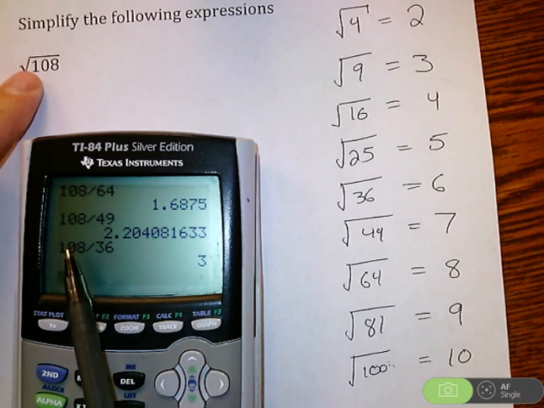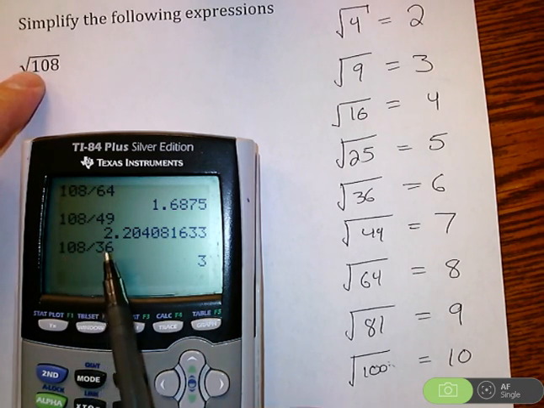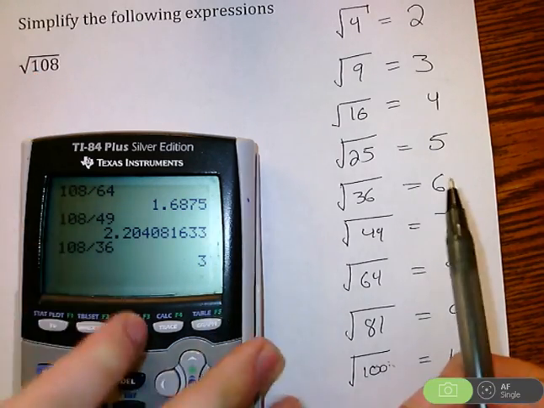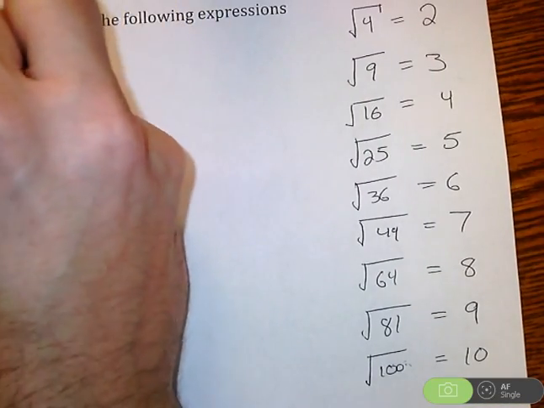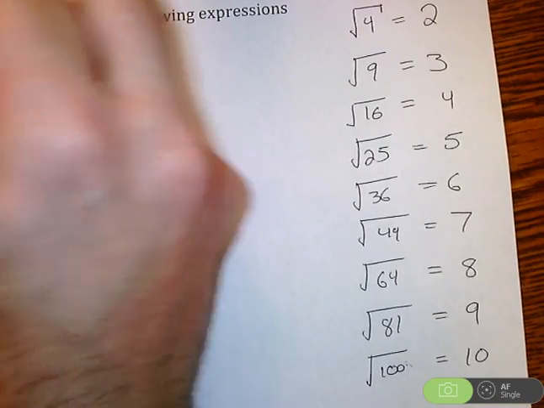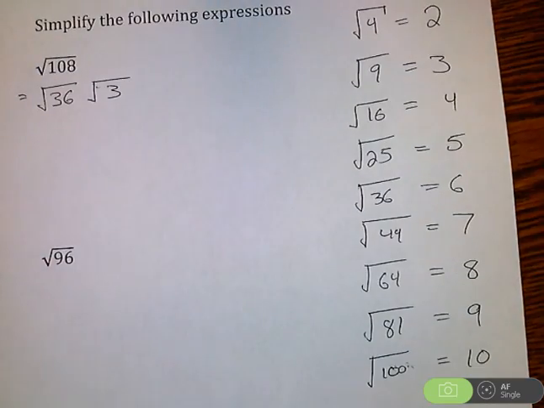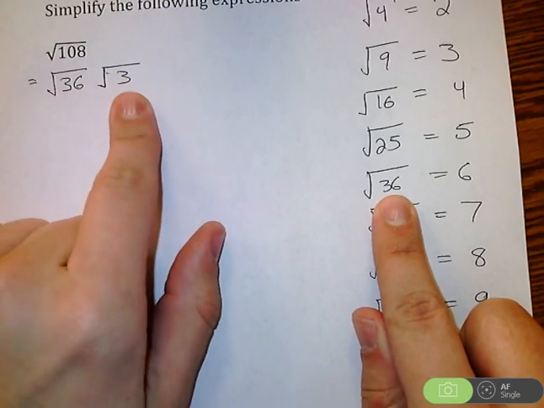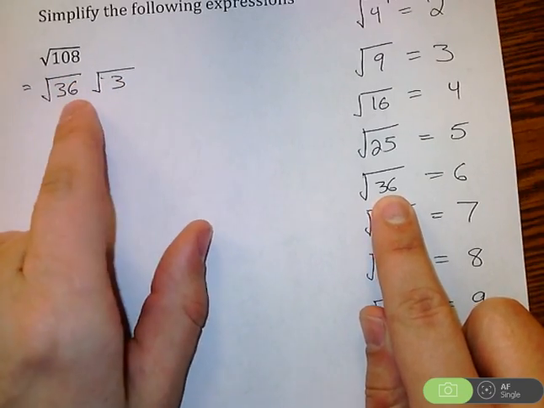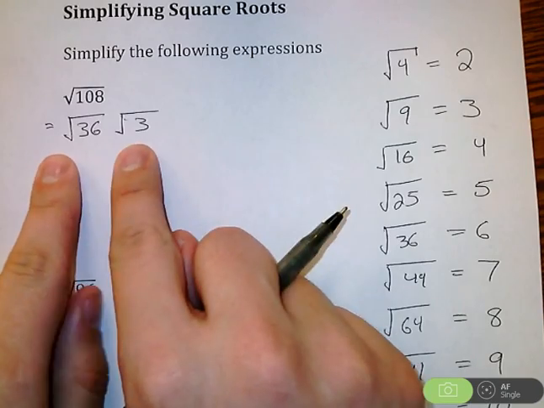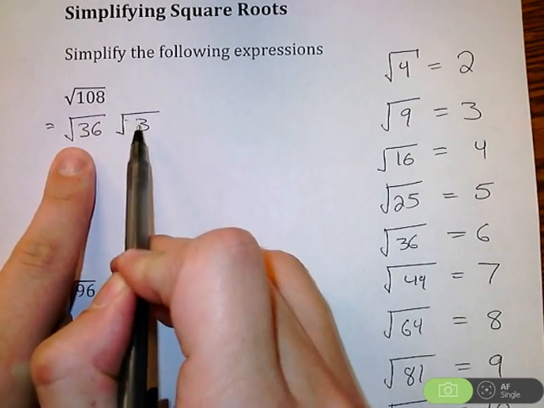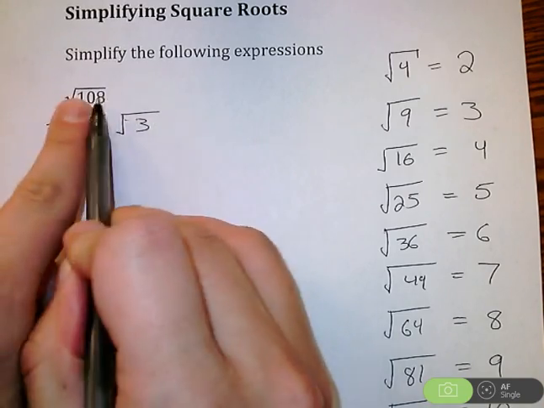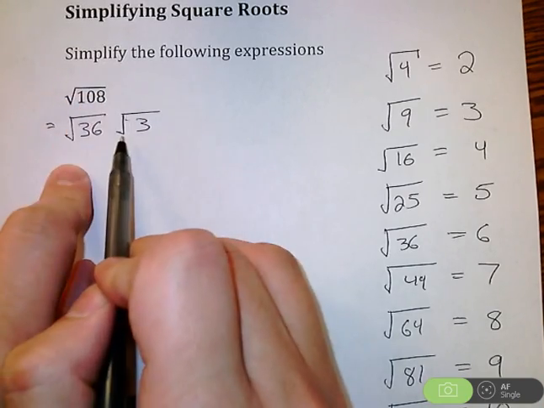So my original number was 108. I want to pay attention to the two numbers I used. I used 36 and I got 3. What I'm going to do is split this up into two separate square roots: square root of 36 and square root of 3. Notice it was the number I used to divide and the answer I got. The reason I can do this is because if you take 36 times 3, you get 108. So these are both equal. Properties of radicals allows us to do that.